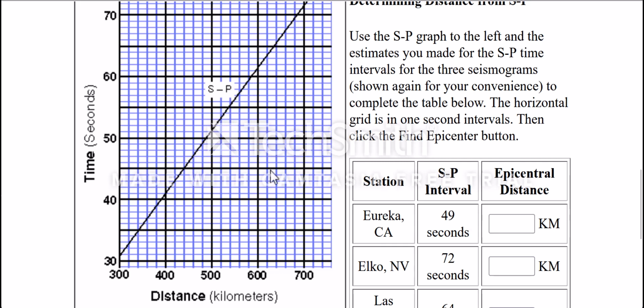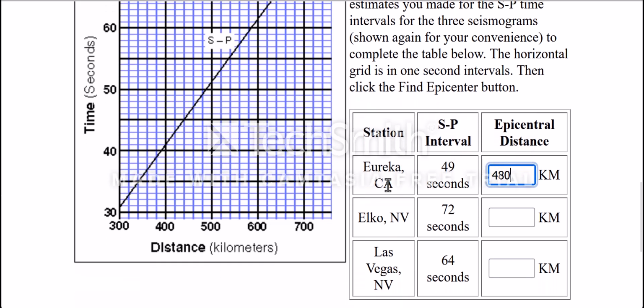Our first time was 49 seconds. So 40, that's 45, 46, 47, 48, and 49. Right there, that blue line right below 50. We follow that over until we intersect the diagonal line, right at that blue line there, and then we come down, and we can see that we're at about 480 kilometers: 400, 420, 440, 460, 480, 500. We're at about 480. So that seismic station is about 480 kilometers from the epicenter.